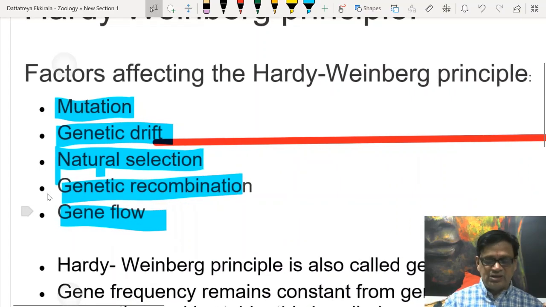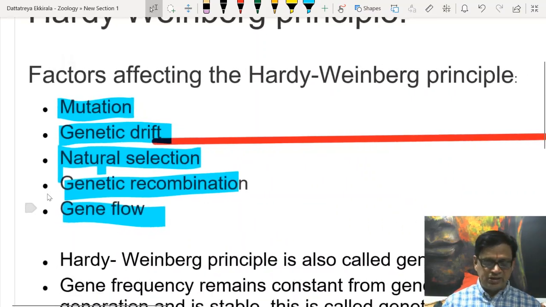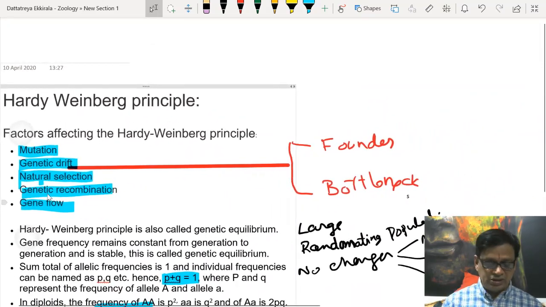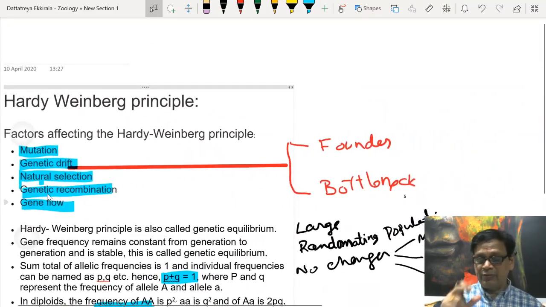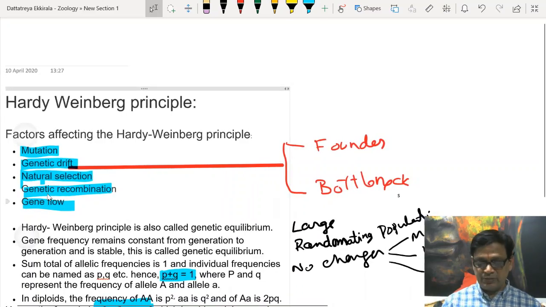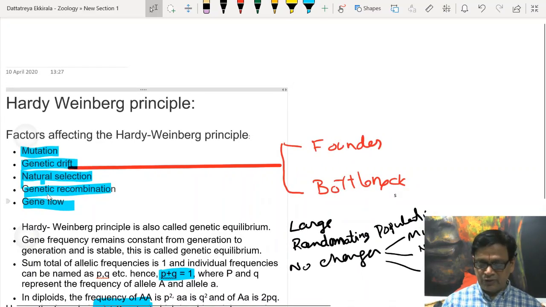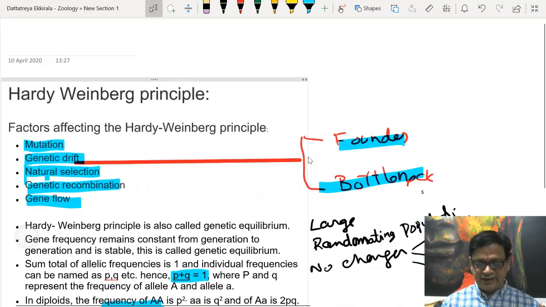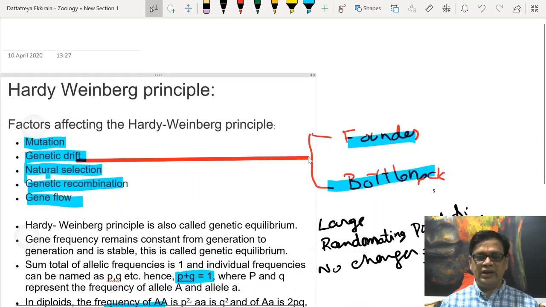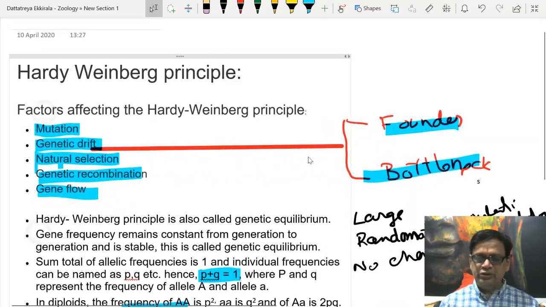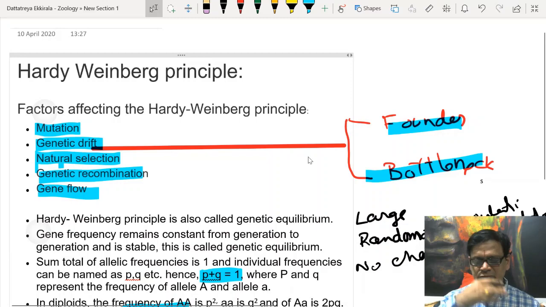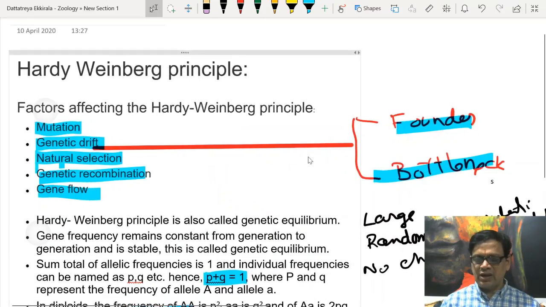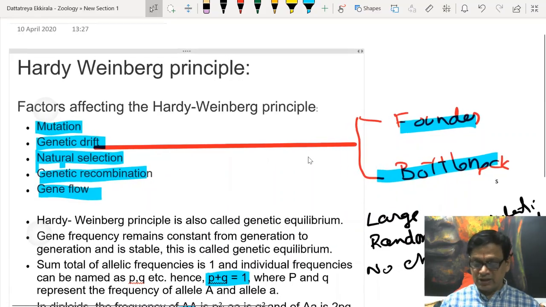Sudden random changes are called mutation. Without natural selection, it cannot help. Random changes in small populations are called genetic drift. Small population, because Hardy-Weinberg is applicable in a large population. It is of two types, founder effect and bottleneck effect. Because some founders have this character, that character is inherited. So initially, someone with a defect is entering, and because the founder had that character, all descendants have that character.